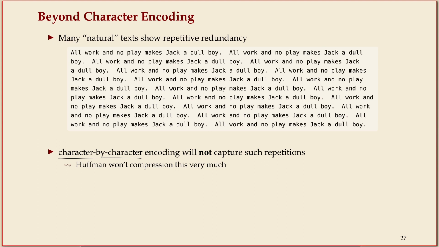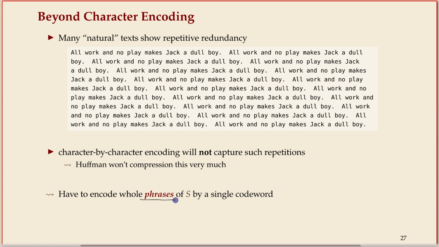And so that's an intrinsic limitation of character codes if you only look at single characters. So what can we do? I guess obviously we have to encode more than one character, if that's an inherent weakness of character codes. So the term that people use for this in the context of compression is a phrase. That's a substring of the source text that's represented by a single code word. And the hope with that is that we can somehow capture these kind of repetitions where Huffman couldn't do that.